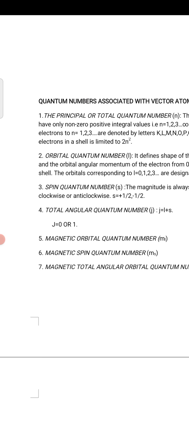Suppose n is equal to 2. Then the number of electrons in the shell is 2 times 2 squared, that is 2 into 4, which is equal to 8 electrons in the shell.